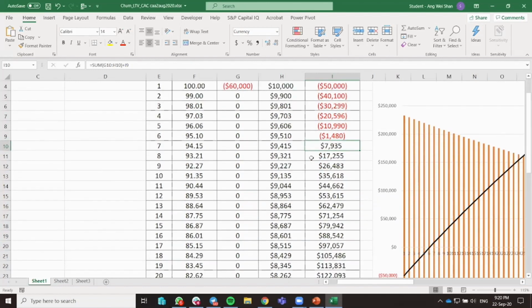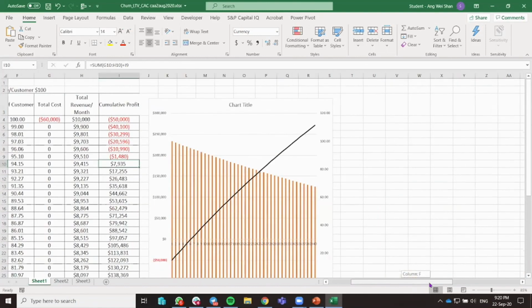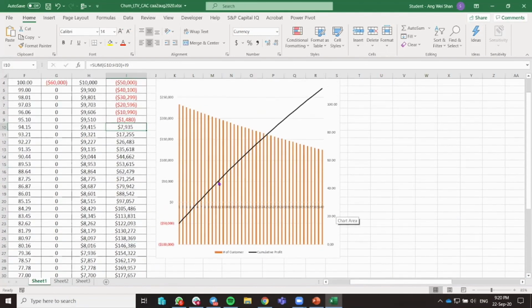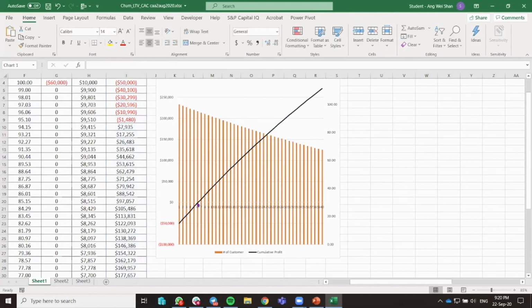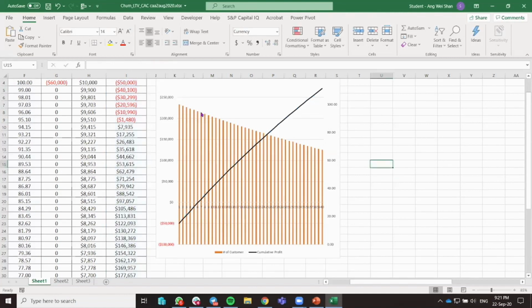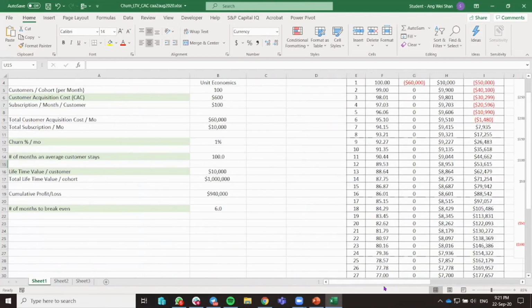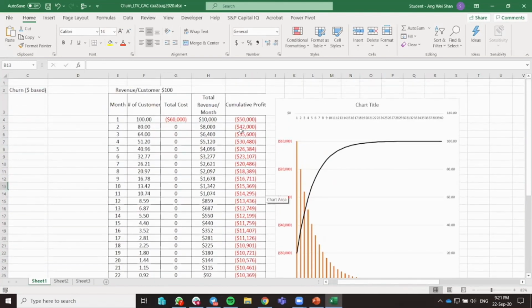This is actually the graph here. You can see this black line is your profit line. Obviously, for the first 6 months I'll be losing money, but if my customers stay long enough with me, because I only have a churn rate of 1%, you can see that I will actually be profitable, even though my customers are falling. I want to show you one thing: if your churn is very high, let's say 20%, no matter what I do, I will never ever be profitable.